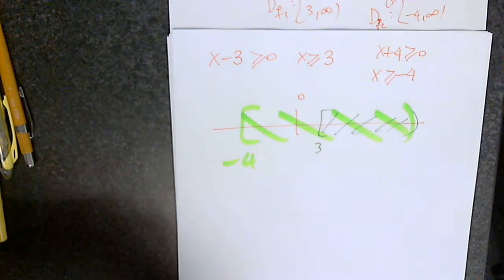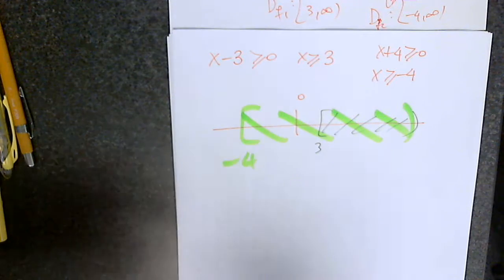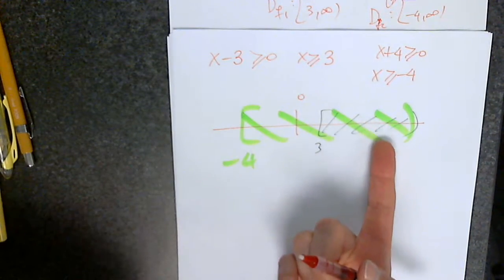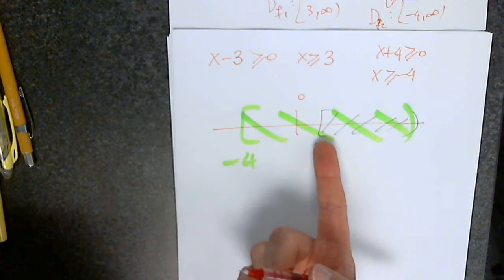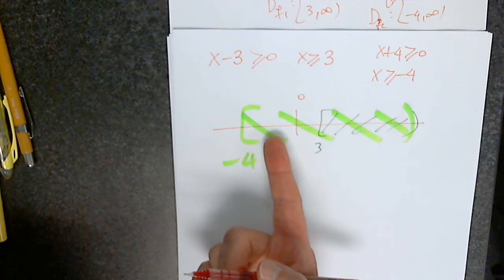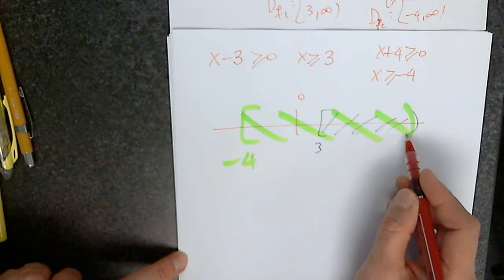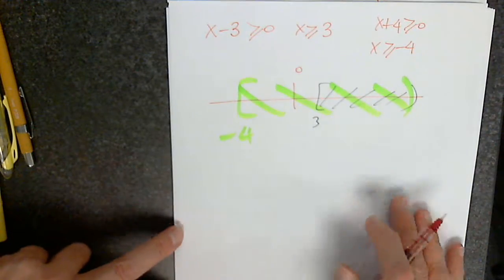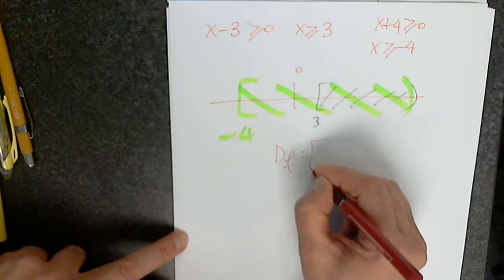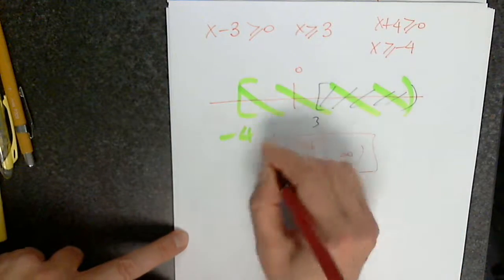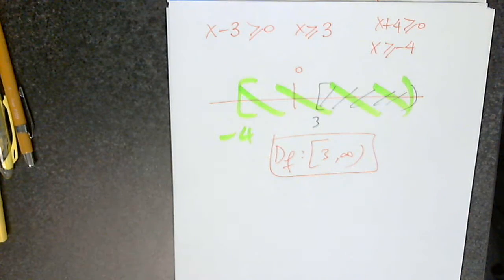Careful. Yes? Because they both have to exist at the same time. Between negative 4 and 3, one of them doesn't exist. You have to see both colors. Both have to exist at the same time. So then the domain of h is definitely 3 to infinity. And this is the common domain.